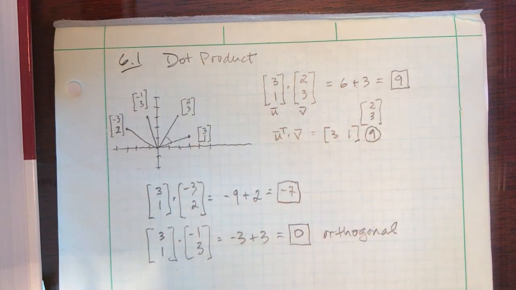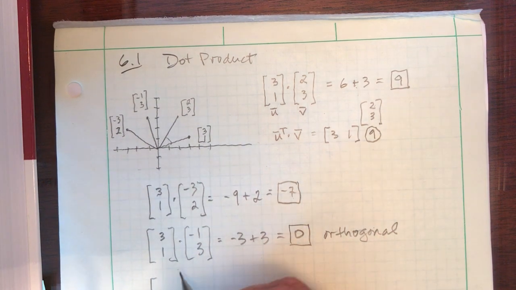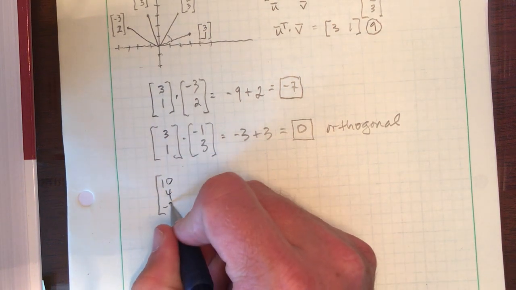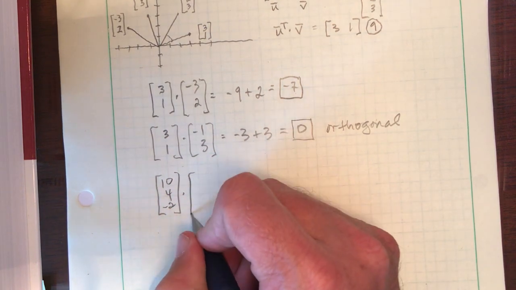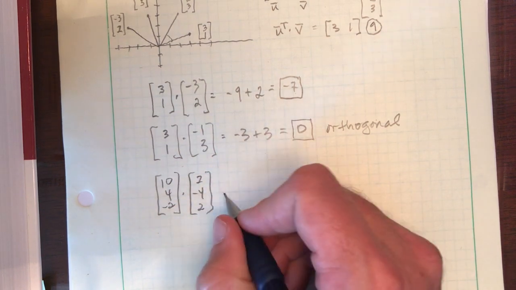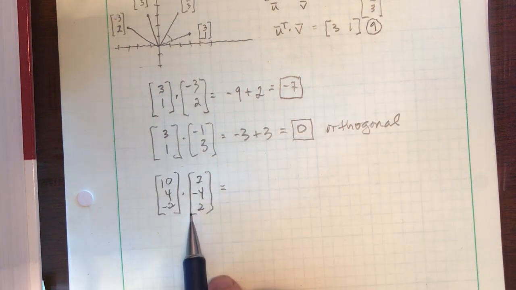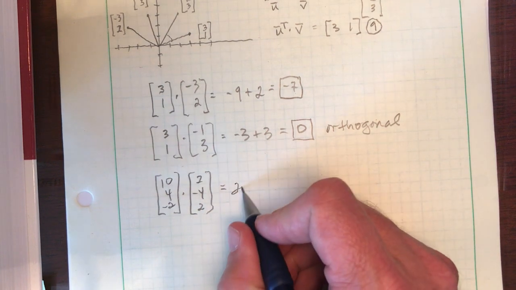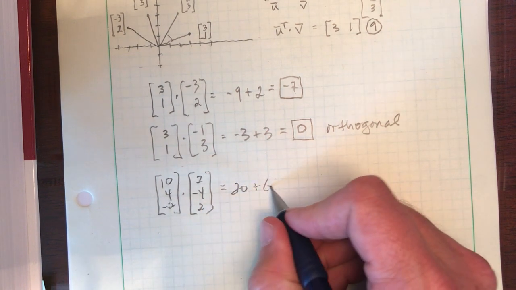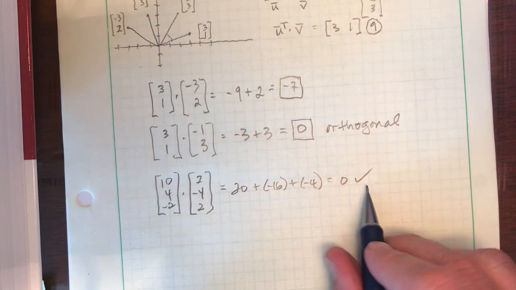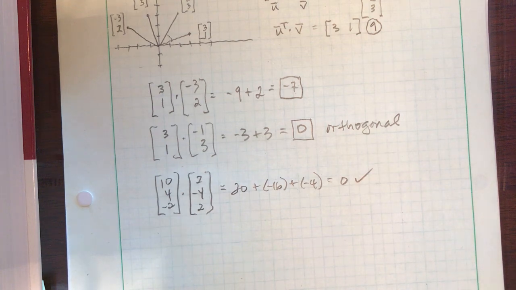But what's powerful about this dot product is that you can do it with vectors that are hard to see. For instance, in R3, if I gave you, let's say (10, 4, -2), and dot it with (2, -4, 2). Are these vectors at a right angle to each other? Yeah, I don't know, but let's quickly calculate a dot product. Get 20 plus negative 16 plus negative 4 adds to 0. Check, orthogonal. So that's a pretty slick move.